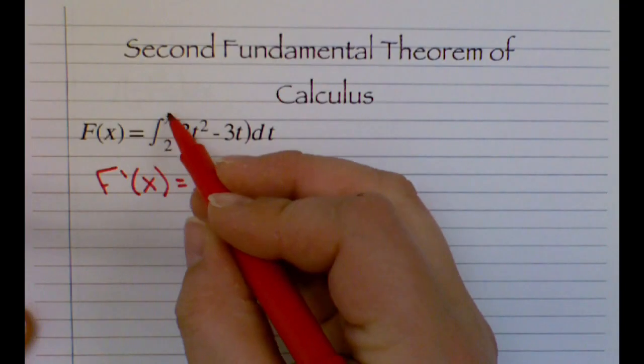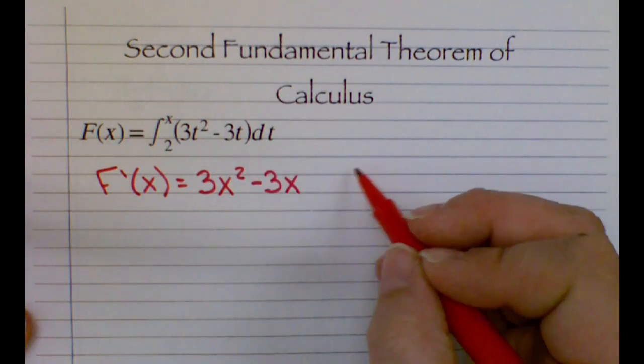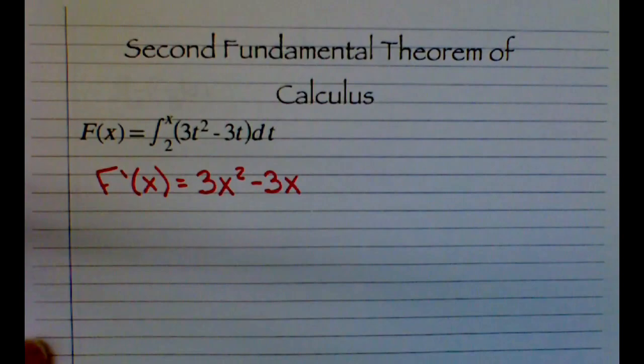Now, if this upper bound had been something more complex than just an x, we'd have to do the chain rule and multiply by the derivative of that at the end.